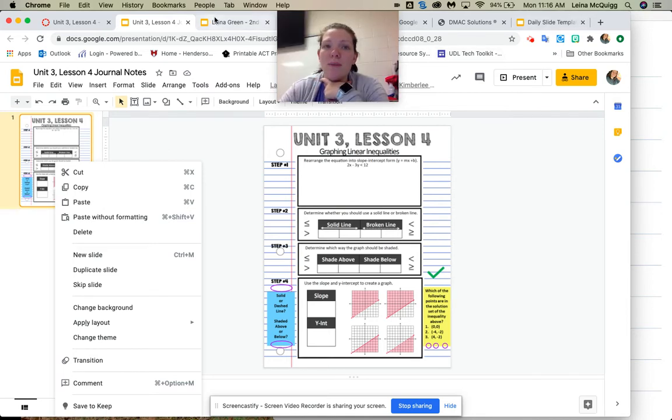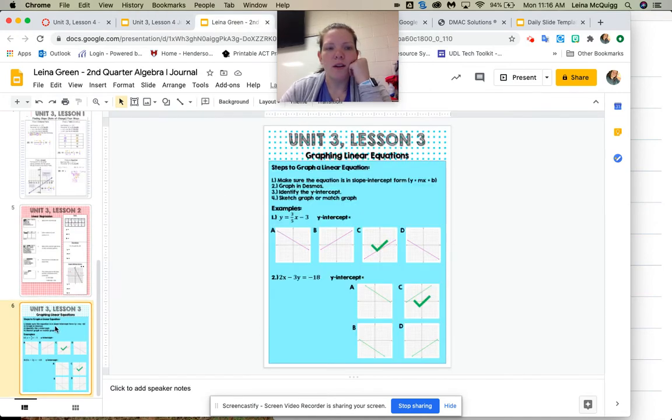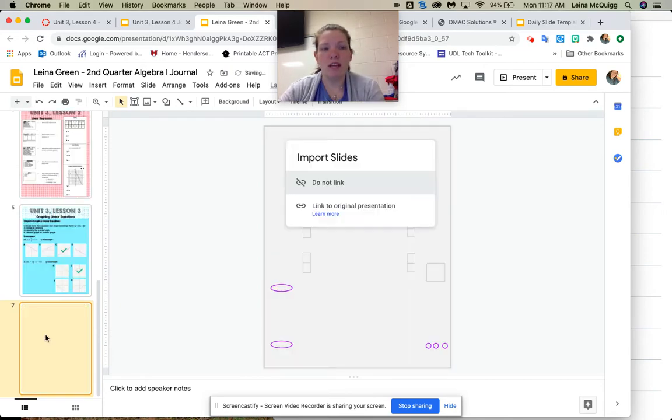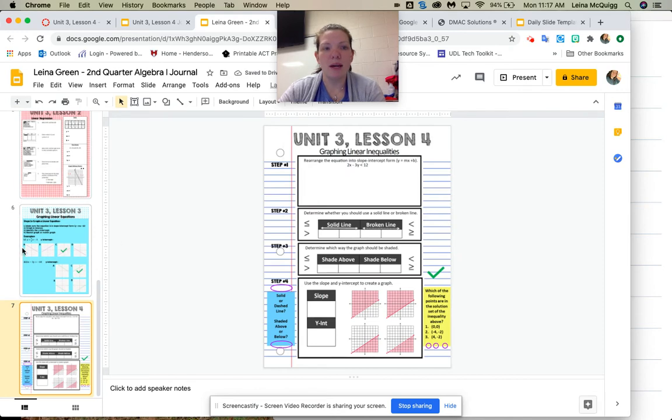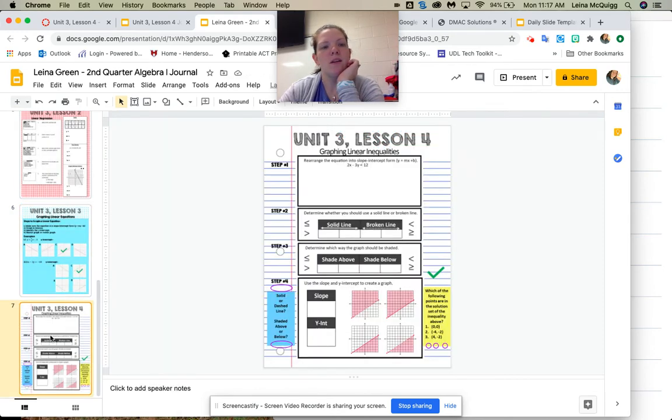Make sure your journal is up to date. You guys noticed, at the end of the 9 weeks, we grade journals. It is a test grade, so make sure you're keeping your journal up to date. Okay, so I'm going to go ahead and either do Control V to paste it in, or right click and paste. Just right click on that last slide and you can paste, it'll paste it right in, okay?